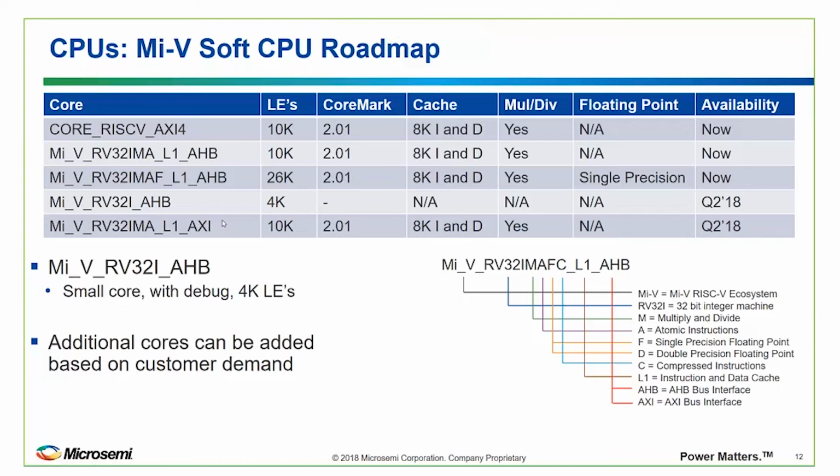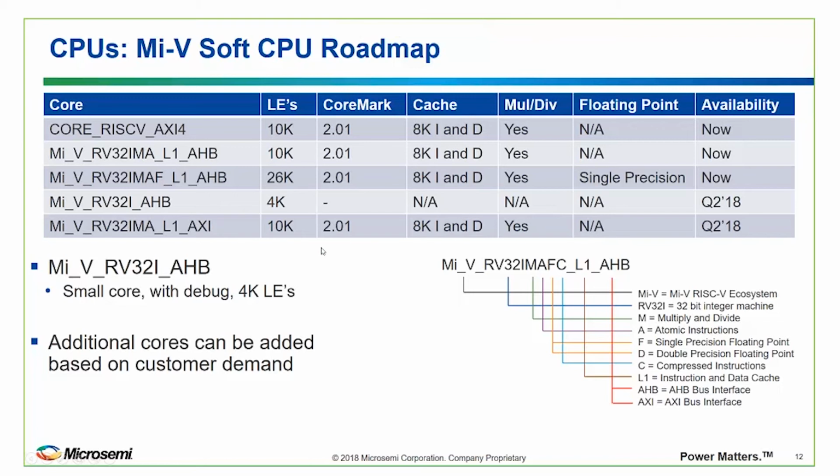We're looking at a small core that doesn't have the multiply instructions or the floating point. It's intended to be a smaller core to be used where people might maybe just want something like a software programmable state machine, or to be able to handle small control loops. So that's going to be around 4K logic elements. And you see there'll be no multiply divide and no cache.